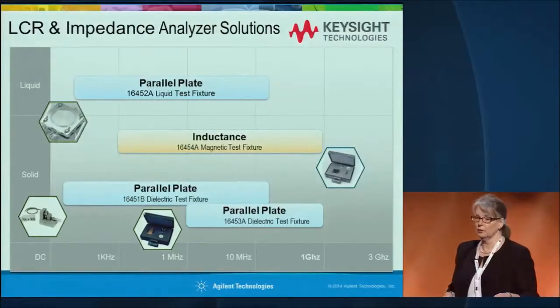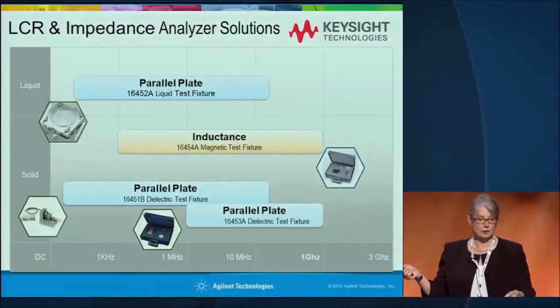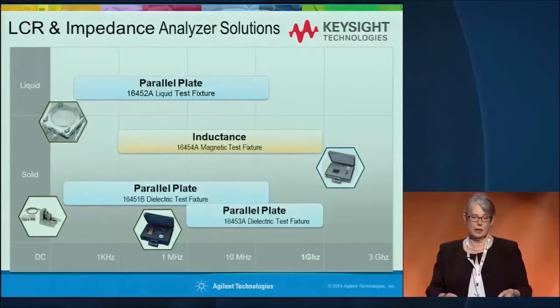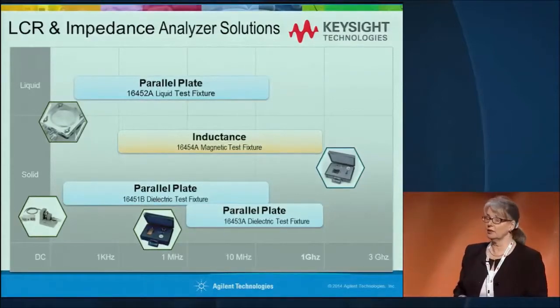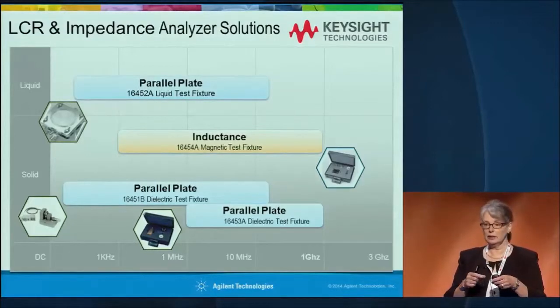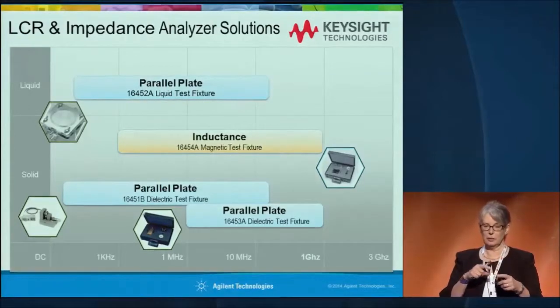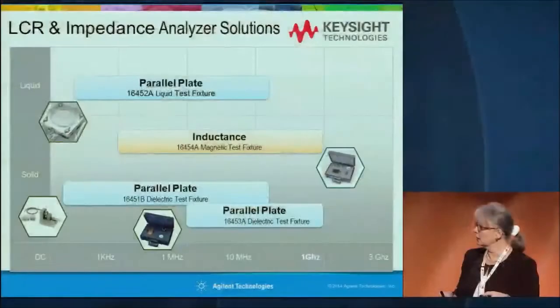These are just for dielectric materials. If you want to measure magnetic materials, we have a magnetic test fixture, which is just a coil, and your material has to be shaped into a round shape with a hole in the center, called a toroid or a donut shape, and fit into this fixture, and this will go up to 1 gigahertz also.